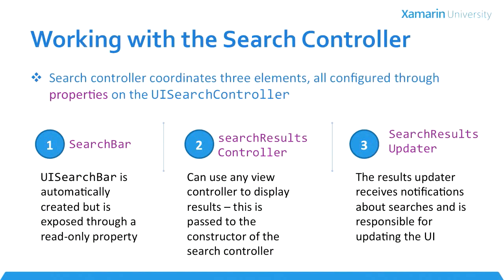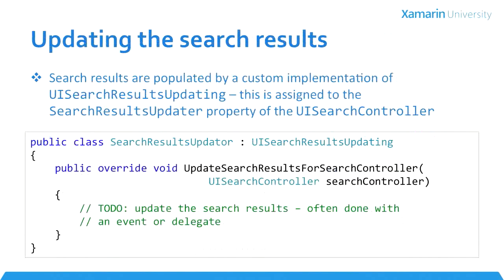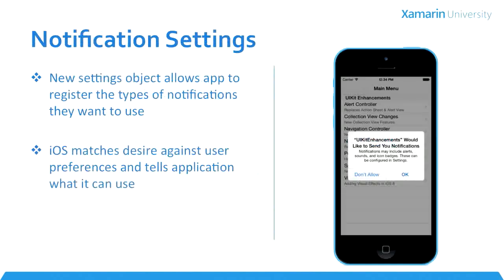Now here's an example of this class. So to create a search results updater, we derive a class from UISearchResultsUpdating, and then override the updateSearchResultsForSearchController. That's a mouthful. An instance of this class is assigned to the searchResultsUpdater property of the UISearchController. Now this method is called on each keystroke change in the search bar and should make any updates necessary to your search results as you're typing.